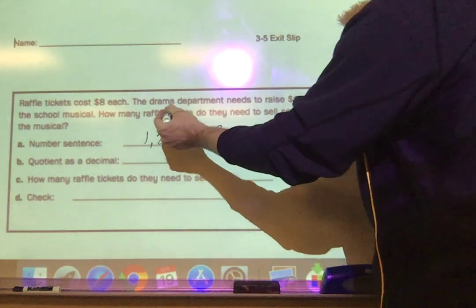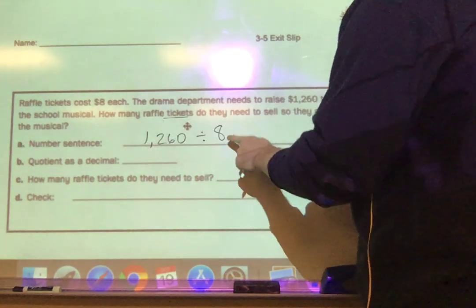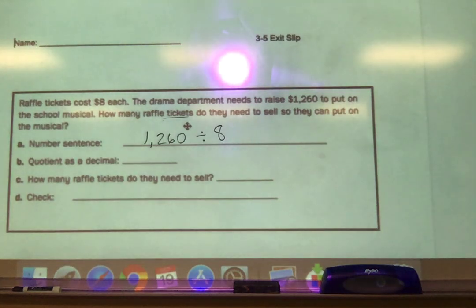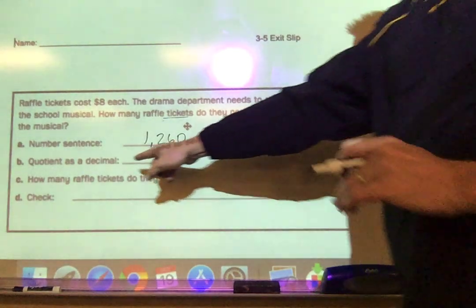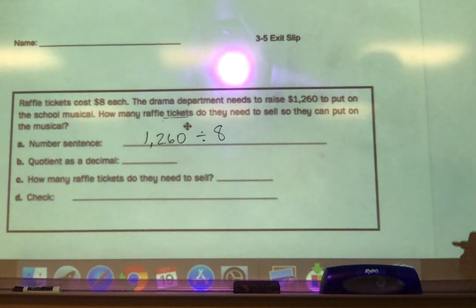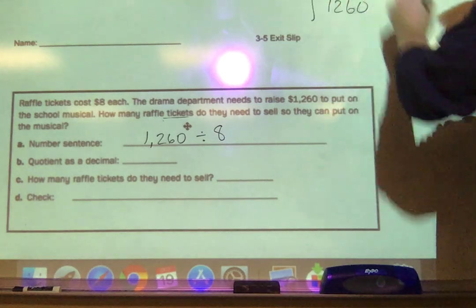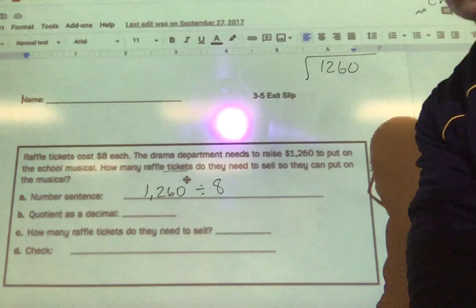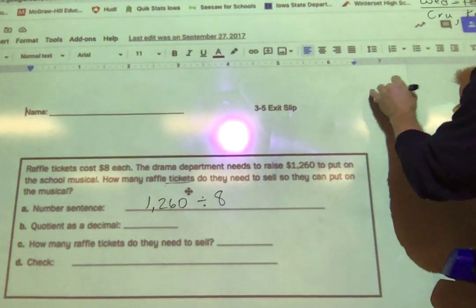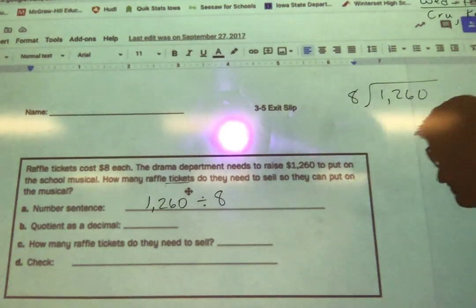Remember the cheat step kind of is when it says how many raffle tickets do you need to sell? The raffle tickets, that part comes second. That's that $8 because every $8 makes a raffle ticket. So I need to make my quotient, or the answer to a division problem, as a decimal, because this one's going to come out a little bit as a decimal here. So if I show my work up here, $1,260 divided into groups of 8, because every group of 8 is a raffle ticket.